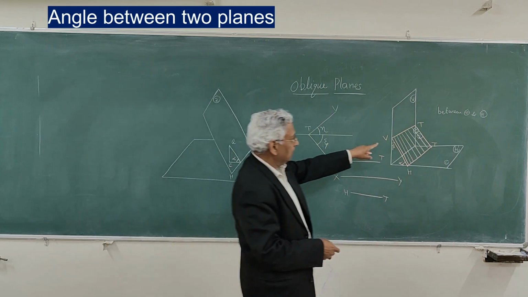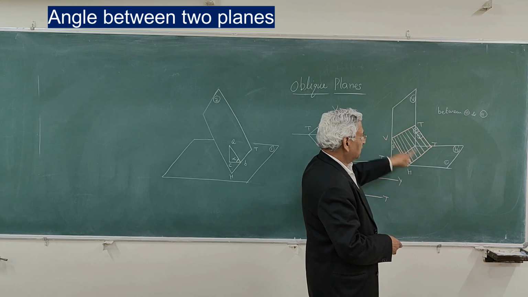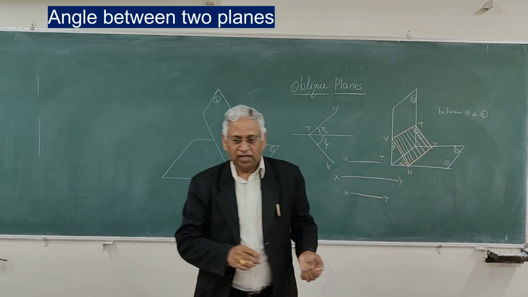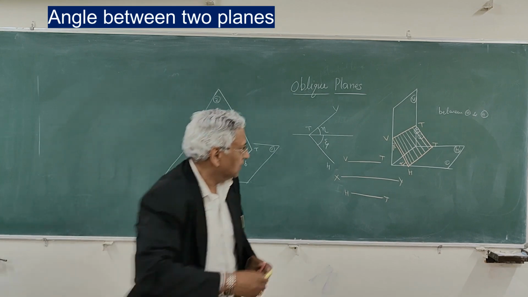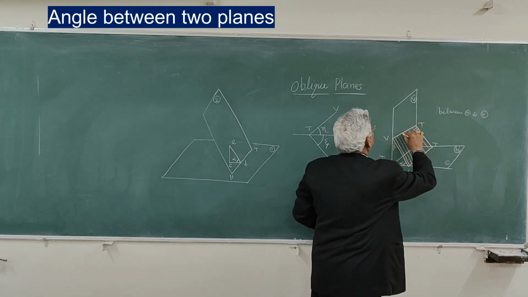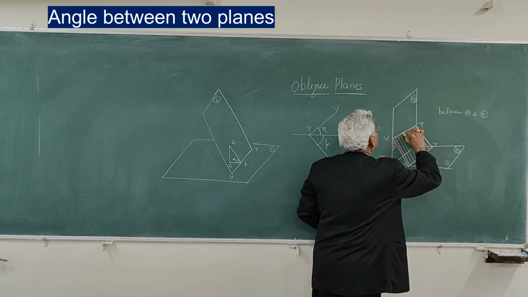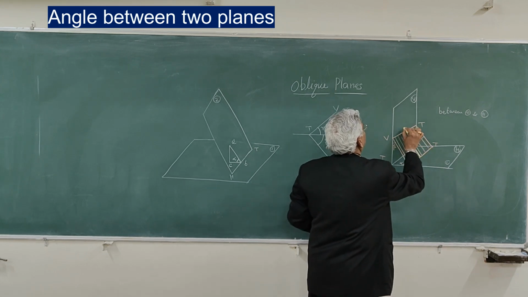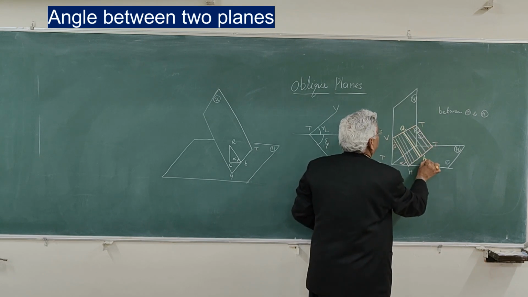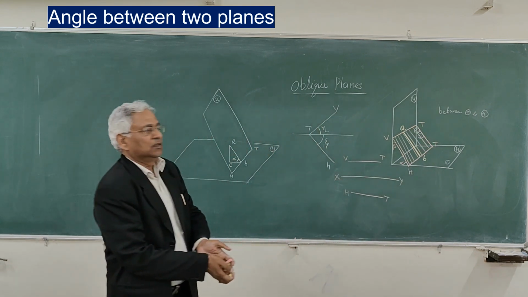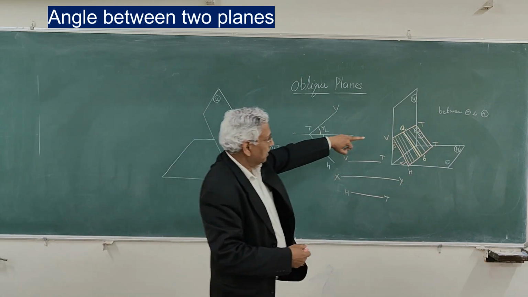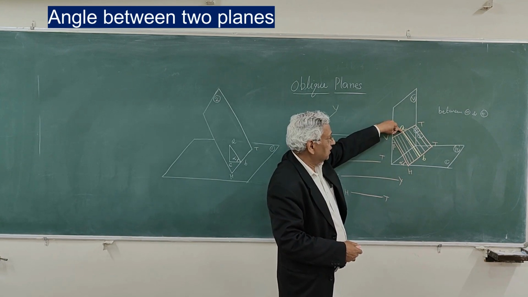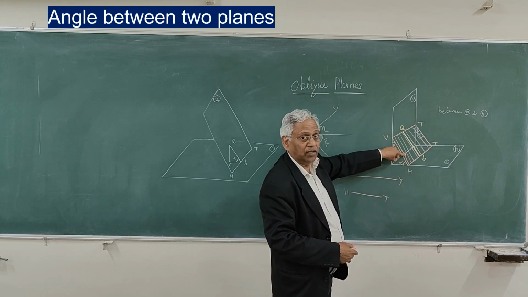So you draw a line in plane number 2 which is perpendicular to the intersecting line HT. So we draw a line in plane number 2 perpendicular to HT. Let us say I call it AB. Now remember, A is in the vertical plane, and therefore its plan will be on the ground line.